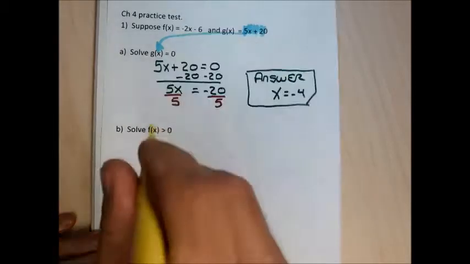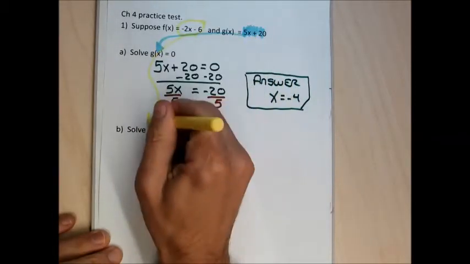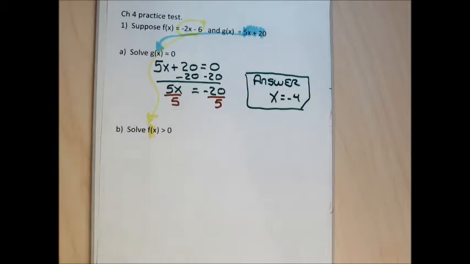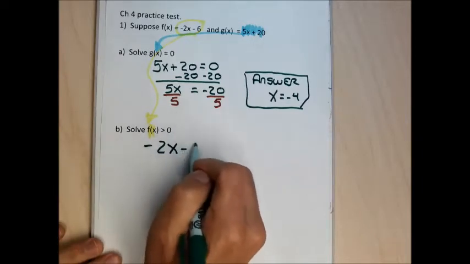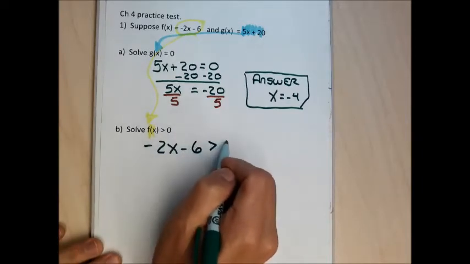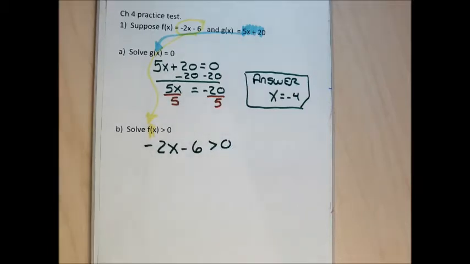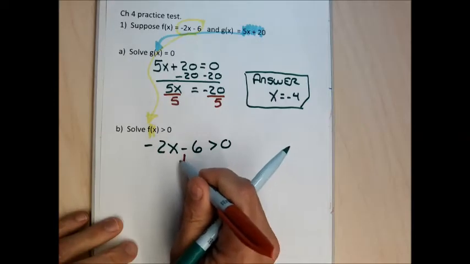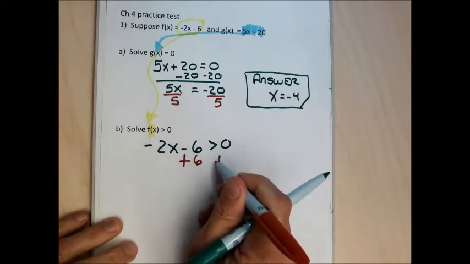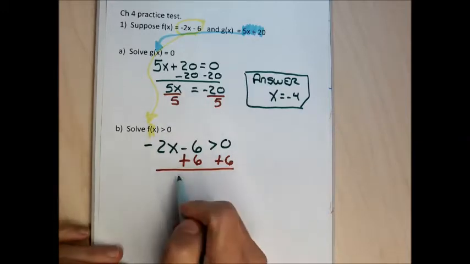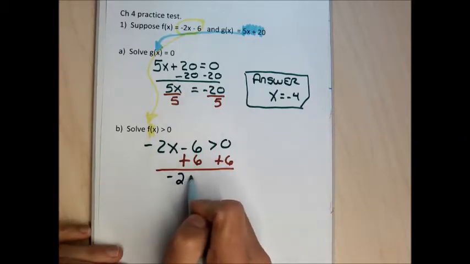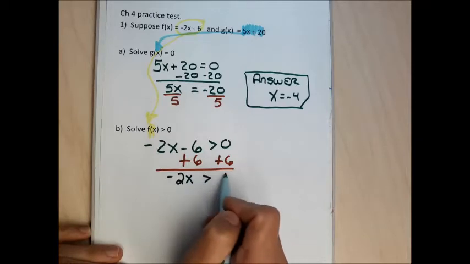Part B just wants me to take the f of x function, which is negative 2x minus 6, and replace it with the f of x symbol, and solve for x. This problem, because it has an inequality, I have to be careful that I change the direction of the inequality if it needs to be changed. And an inequality needs to have the sign flipped if you multiply or divide by a negative number. And that's what I'm going to have to do as I'm solving part B.